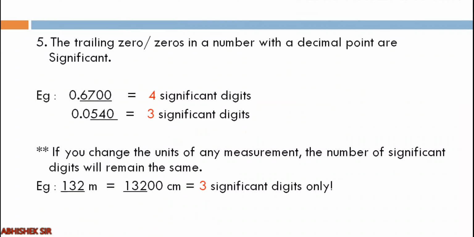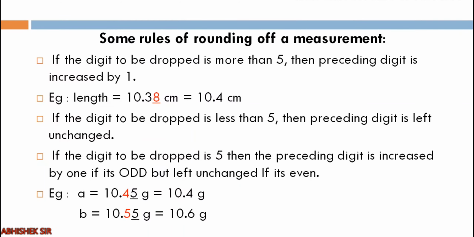Questions related to significant figures may be asked in objectives. So take care of these rules and you will score perfectly. Now moving on to a topic which you have already learned in the lower classes, but again let us revise that. Those rules are rounding off. Whenever we are uncertain of any measurement, we do approximation, estimation, rounding off, right? So let us see a few rules that we already know, but let us revise them.